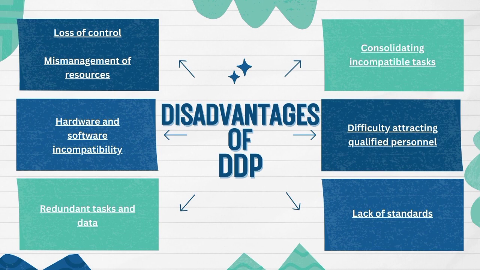Fourth is redundant tasks and data, where autonomous systems development activities throughout the firm can result in the creation of redundant applications and databases. Fifth is consolidating incompatible tasks, where the redistribution of IT functions to user areas can result in the creation of many very small units. Sixth is difficulty in attracting qualified personnel.